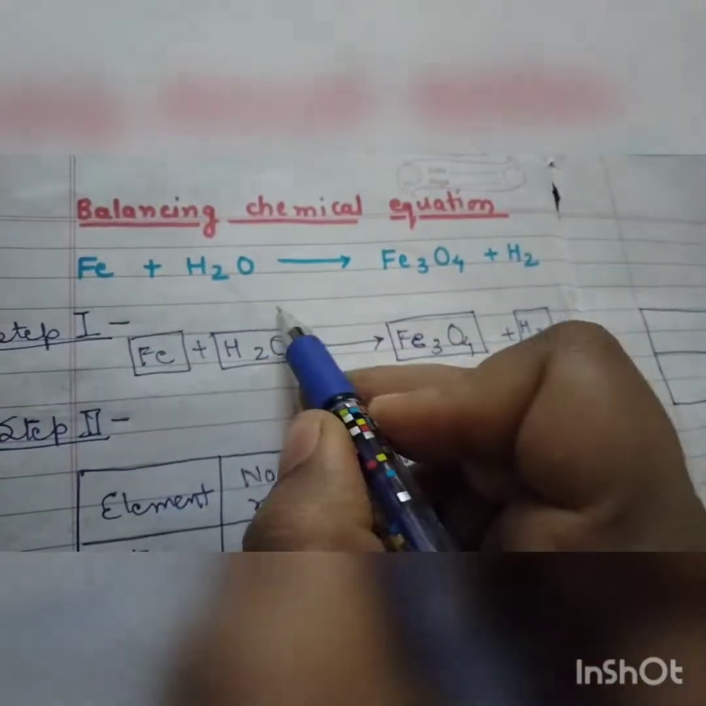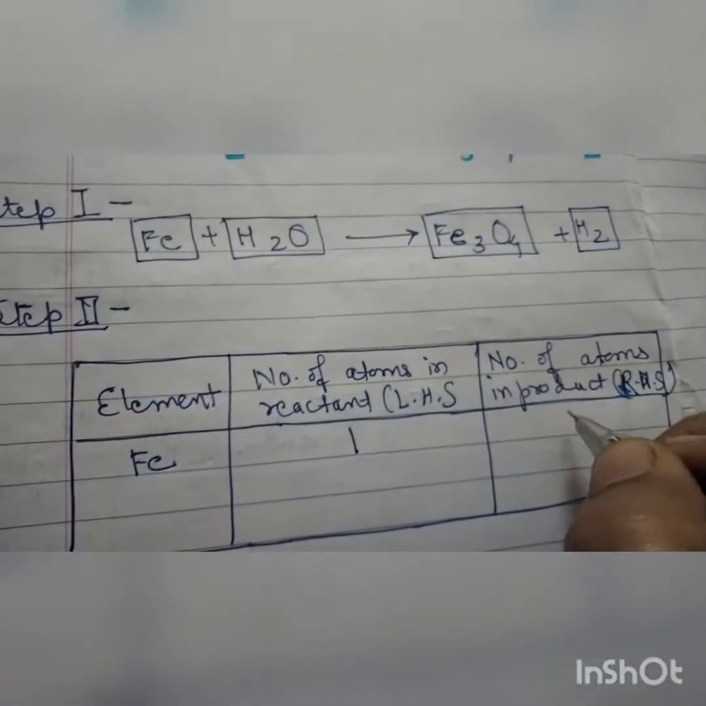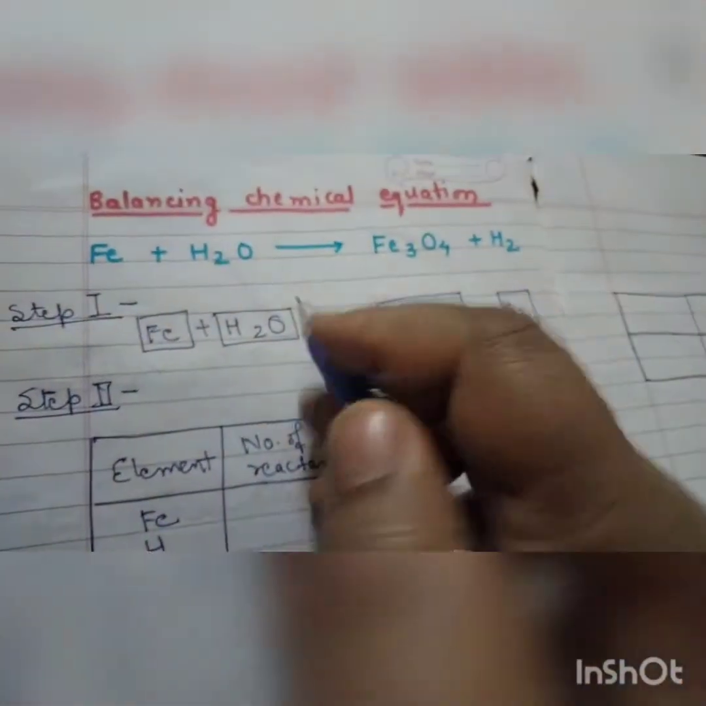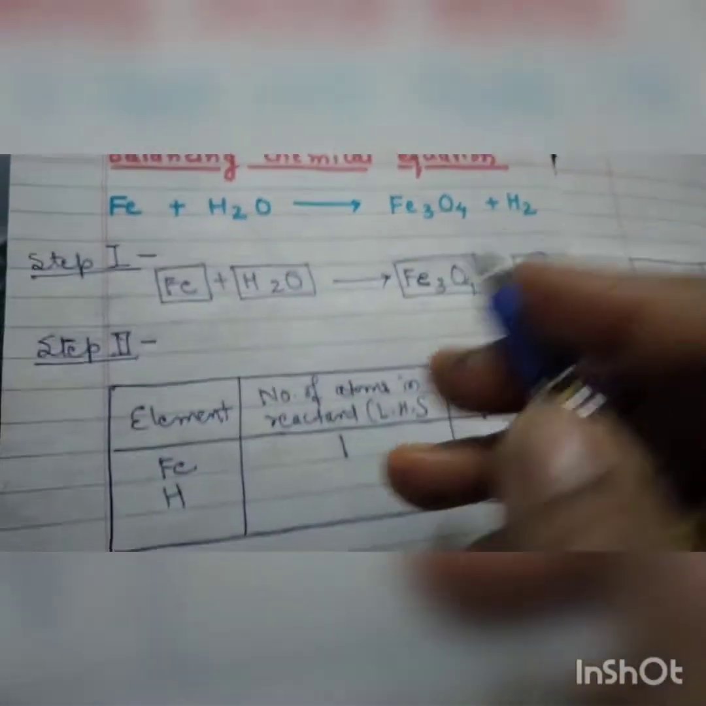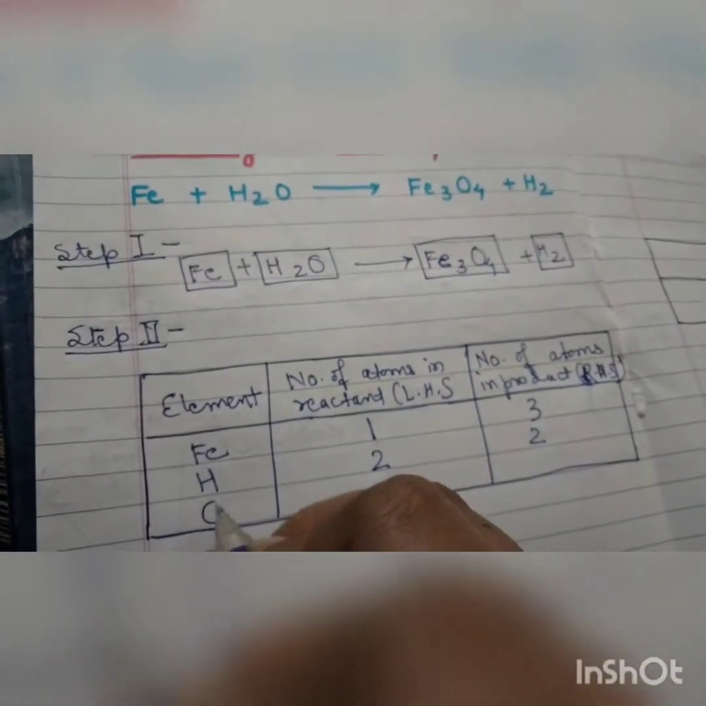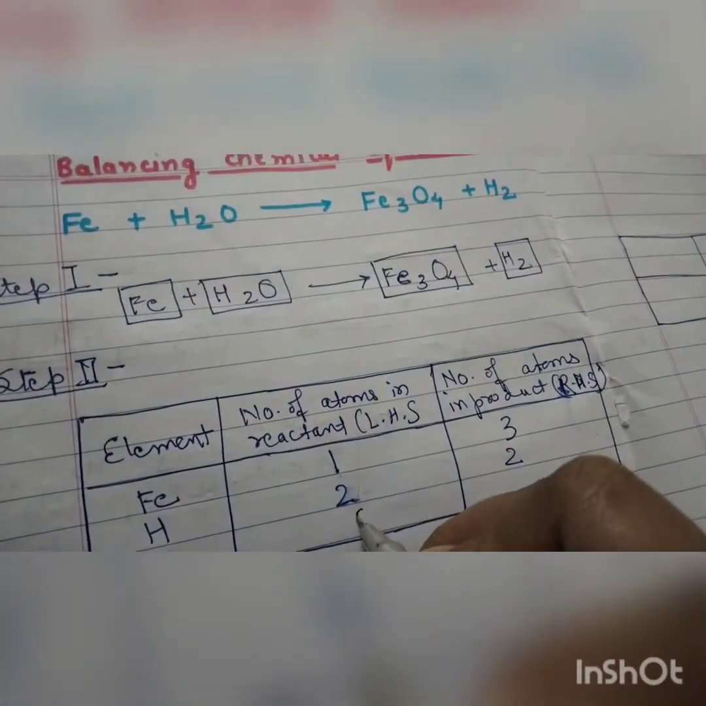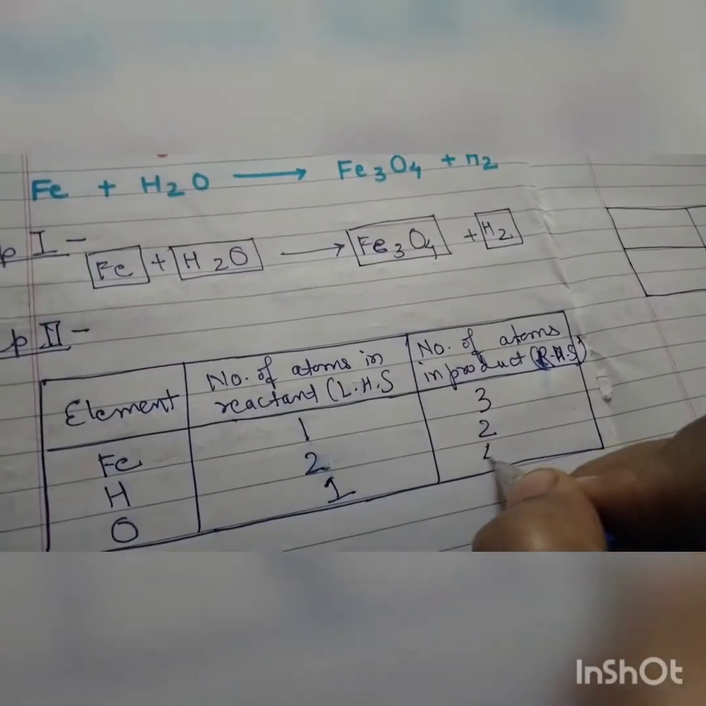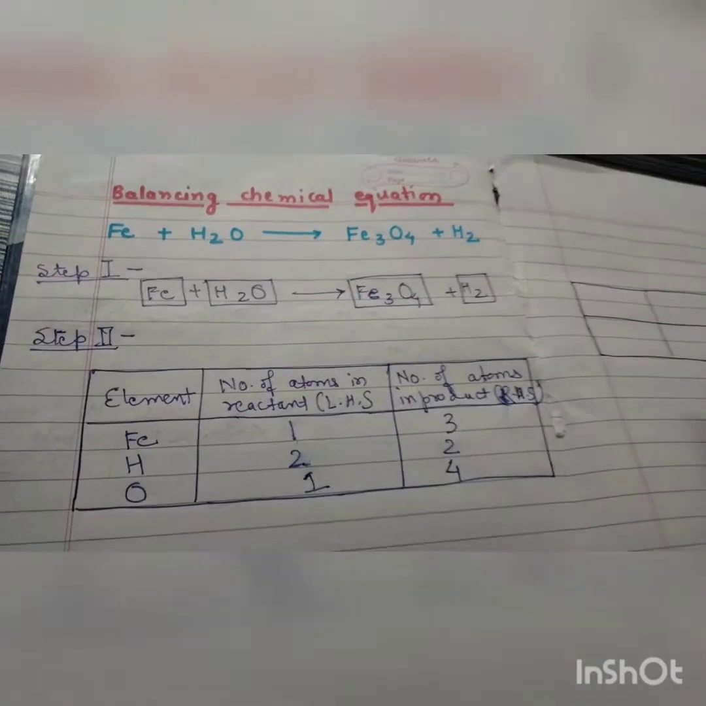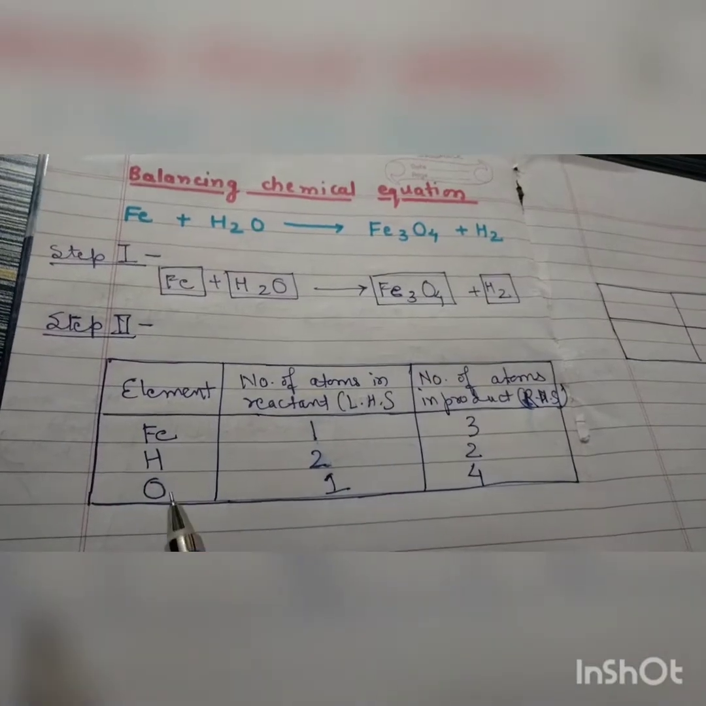So in reactant side it is 1 and in product side it is 3. So I am writing here 1 and this side 3. Next I am taking here of hydrogen. It is same in this side also 2 and this side also 2. So here I am writing 2 and then 2. Last element is oxygen. In reactant side it is 1 but in product side it is 4. So it is 1 in reactant side and 4 in product side. In this way you have to make your column. Element, number of atoms in reactant side and in product side of that element.